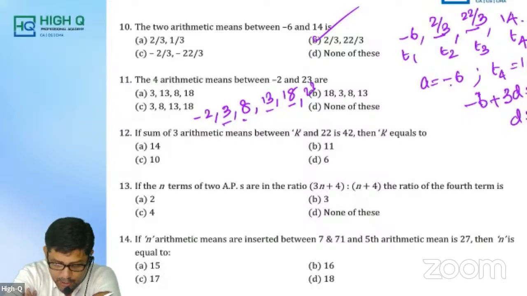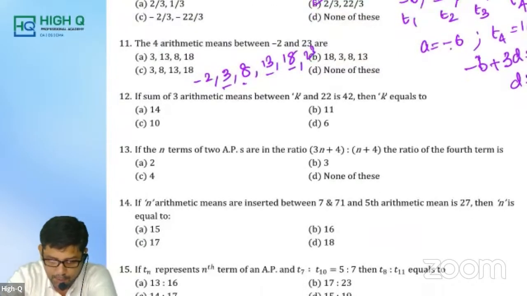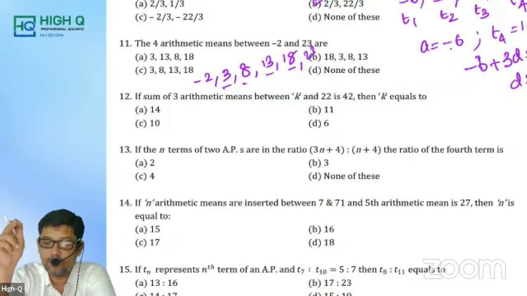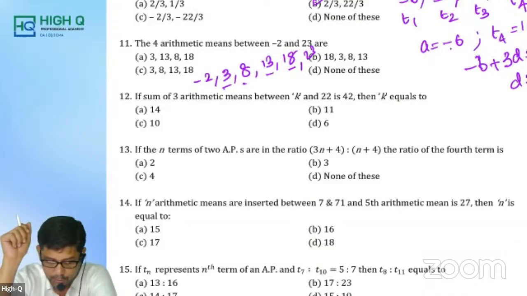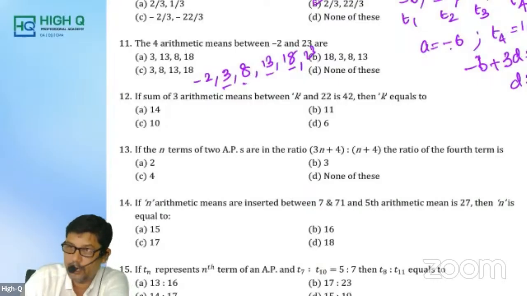Now, can you find out the next sum on your own? The sum of 3 arithmetic means between k and 22 is 42. The value of k equals to. My dear, this question was asked once in the exam. Does anyone want to try? If the sum of 3 arithmetic means between k and 22 is 42.